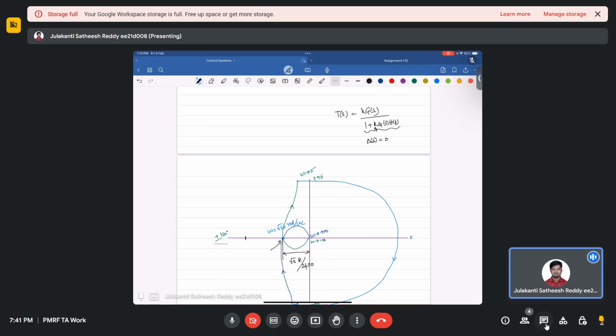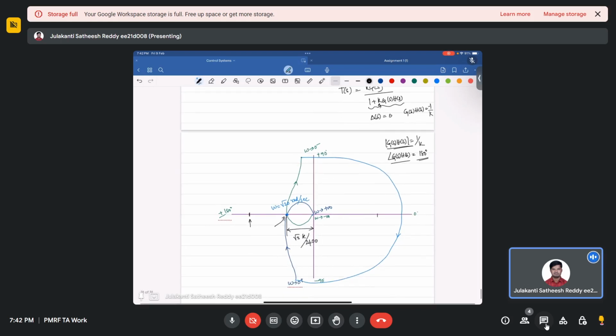Now if we make it 0, then G of s H of s will become what? Minus 1 by k, right? So the magnitude is equal to what? It is 1 by k. The angle is equal to what? It is 180 degrees; plus or minus 180 means it is 180. So the magnitude should be 1 by k and the angle should be 180. So if k equals 1, that will pass through minus 1 plus 1, right? It's a half circle, right? So the angle will be this.